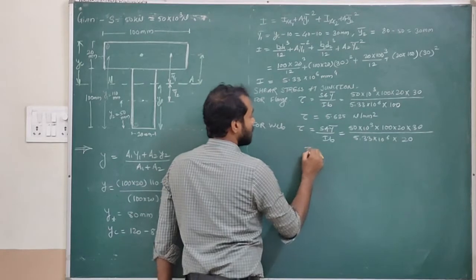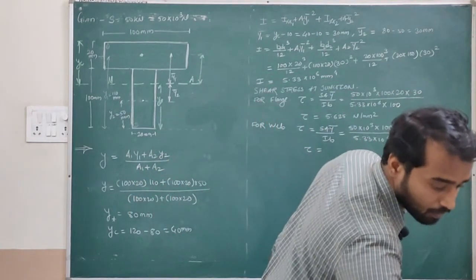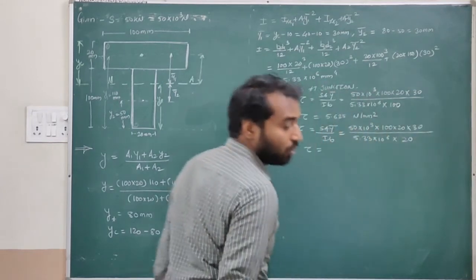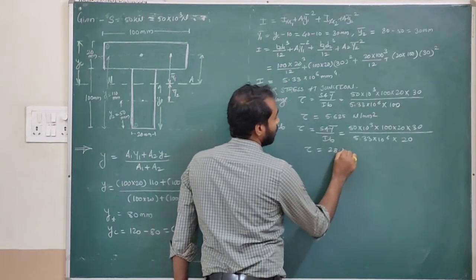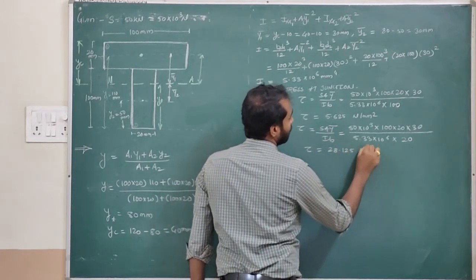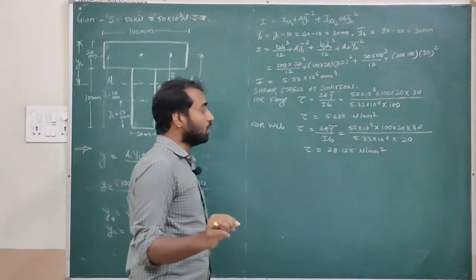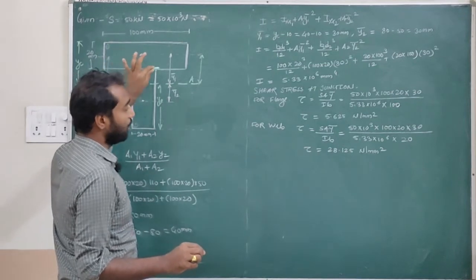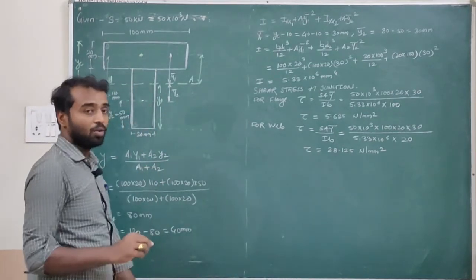So now in this case the value of shear stress will be 28.125. It is 28.125 Newton per mm square. So this is how we have found out the value of shear stress at the junction of flange and web. Okay. Now we need to find out the value of shear stress at neutral axis.